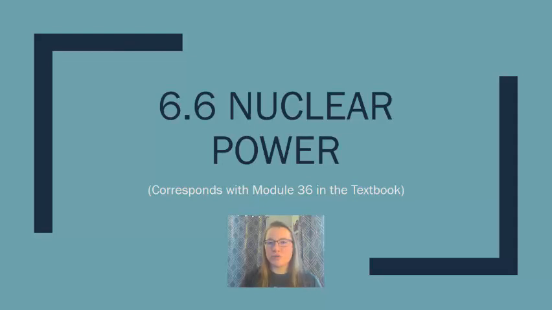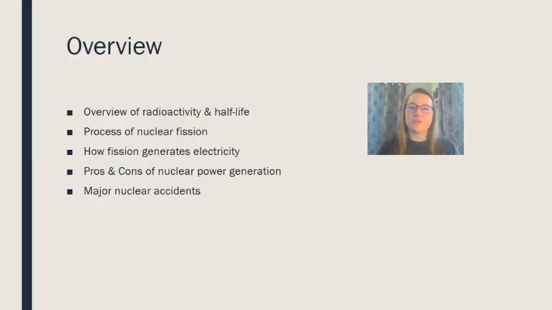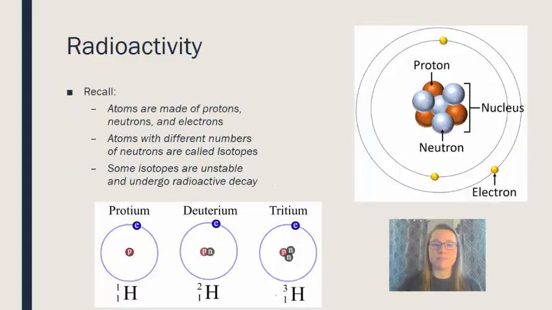In this video, we are going to discuss nuclear energy generation. We're going to do a brief overview of radioactivity and half-life. We'll talk a little bit about the process of nuclear fission and how that fission can be captured and harnessed to generate electricity. We'll also briefly discuss the pros and the cons of using nuclear power as a source of energy, along with the three major nuclear accidents.